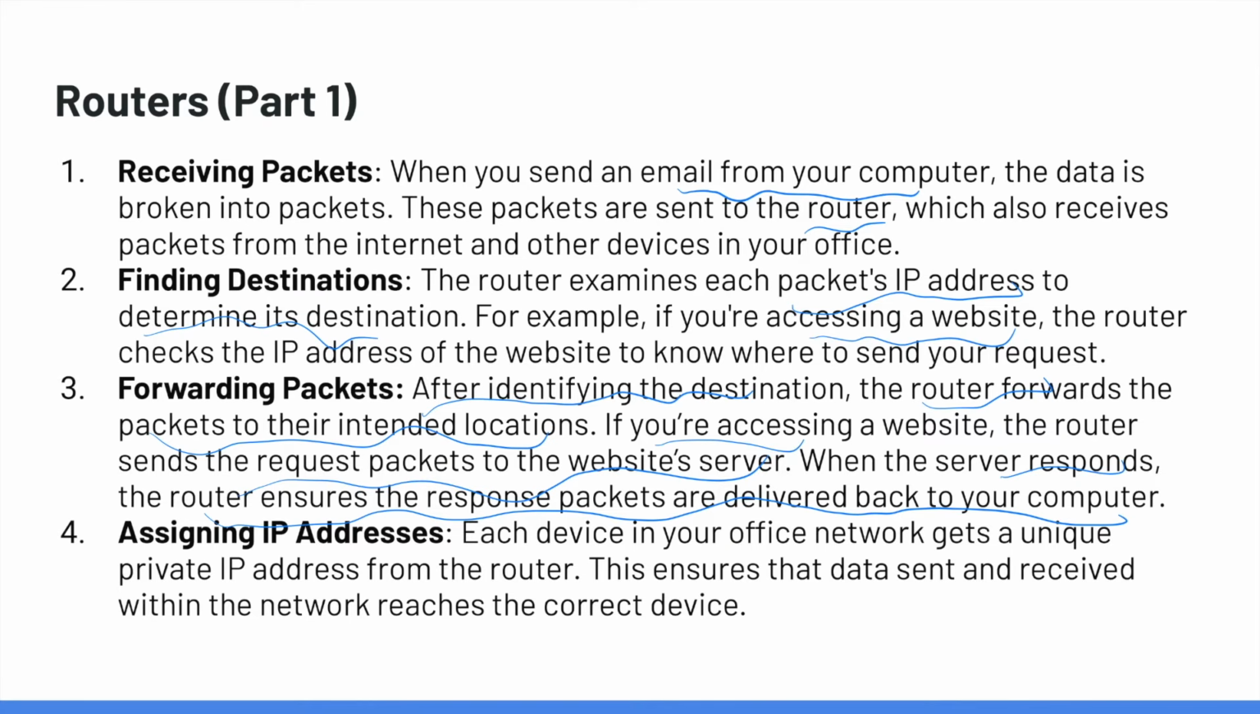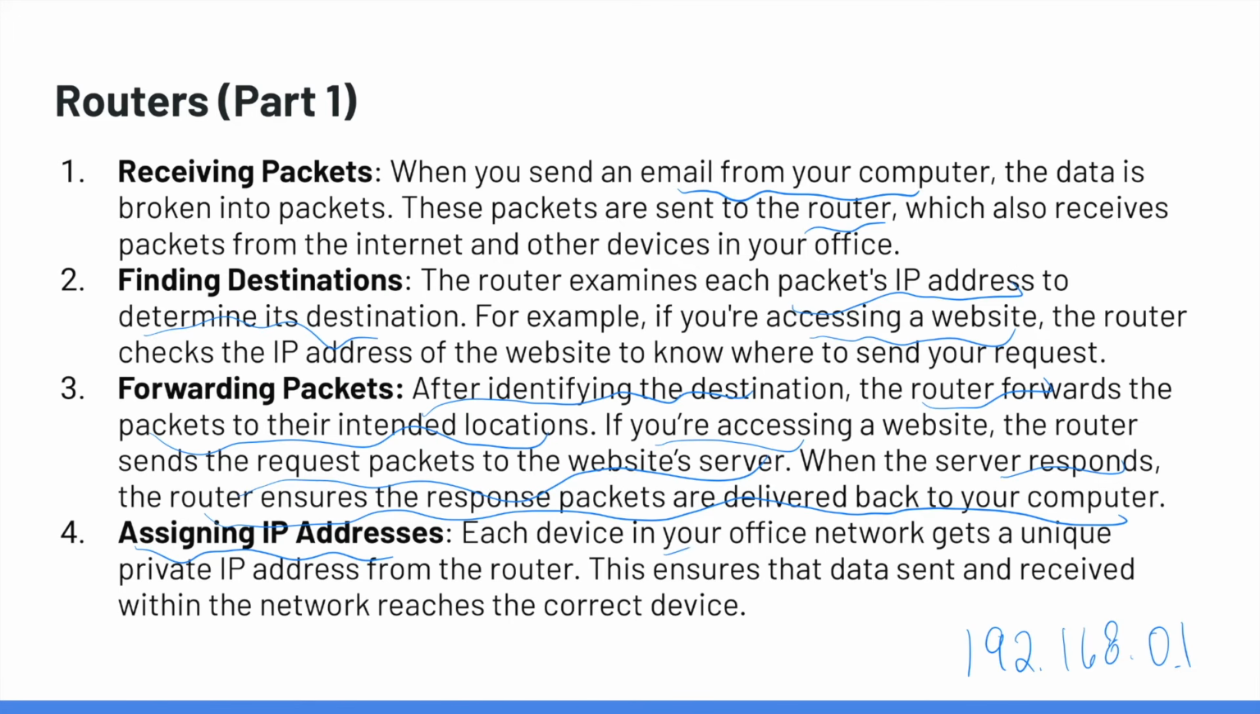Now, another thing that the router actually does is it assigns IP addresses. I don't know if you've ever messed with your router's settings before. Obviously I don't know because there's a bunch of people watching this, but if you ever have, you might notice that each computer that's connected to your router has an IP address that looks something like this. It's like 192.168.0.1 or some variation of that.